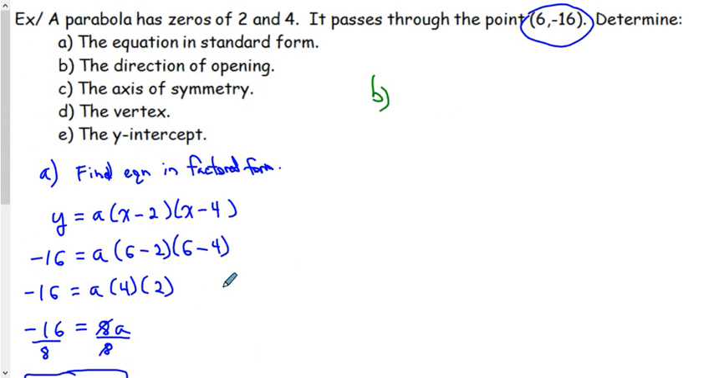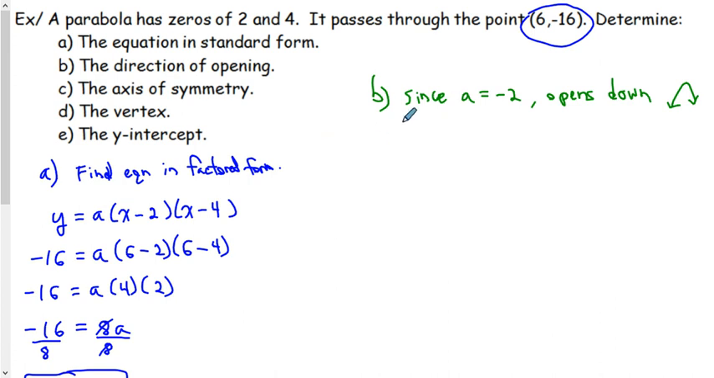So let's write that out. We'll say, since a equals negative 2, opens down. And then we'll draw a little frowny face quadratic like that.